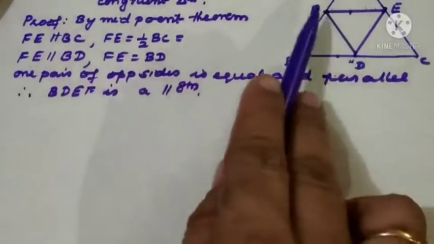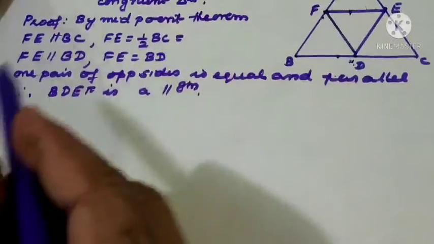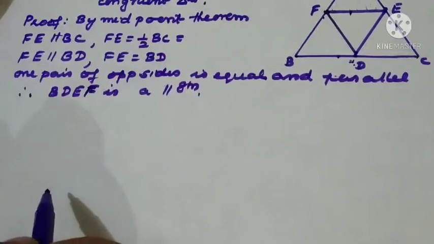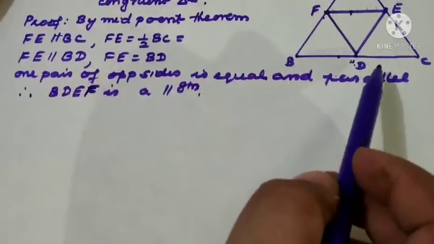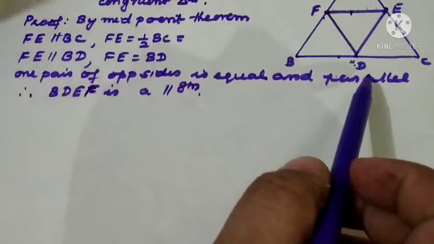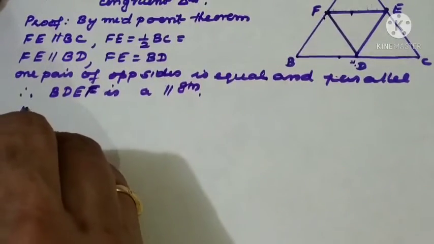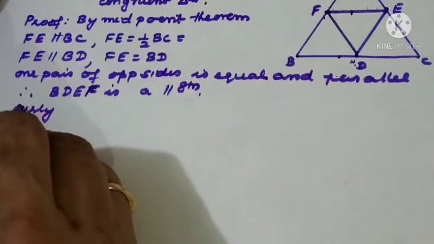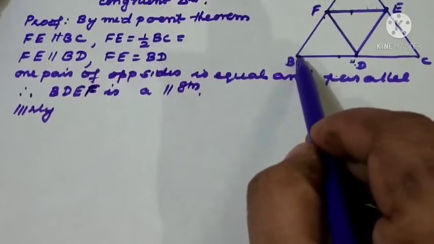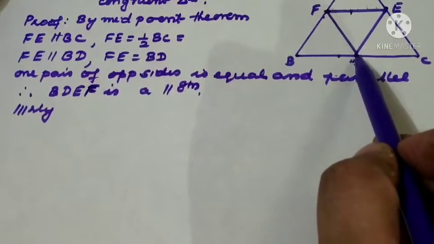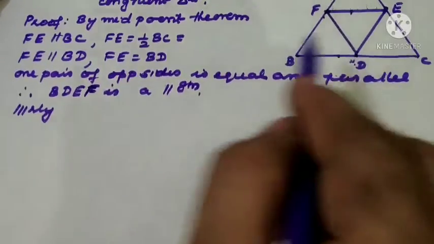So here, which is the diagonal? DF. So we'll write here BDEF is a parallelogram we have got. So similarly, another parallelogram also we can write. We'll complete that first. Now we have taken BDEF is a parallelogram first. Now which is the next parallelogram? DCEF.